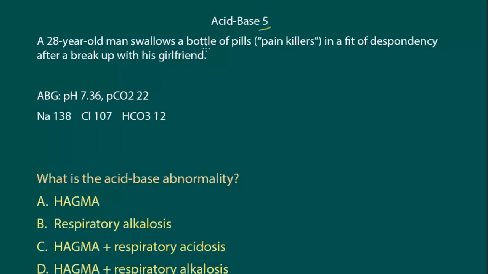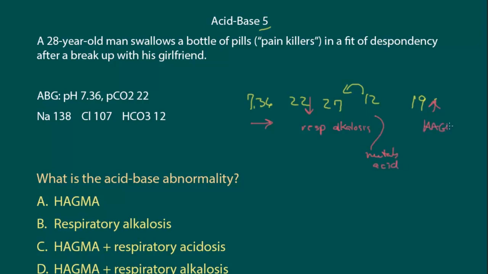Question number 5. A 28-year-old man swallows a bottle of pills in a fit of despondency. pH 7.36, PCO2 22, bicarb 12, expected PCO2 27, anion gap 19. Left to right, this patient has a normal pH. PCO2 is 22, which is less than the expected PCO2, so he's blowing off some of the CO2. He's hyperventilating. He has a respiratory alkalosis. Bicarb is low. Anion gap is high. He has a HAGMA.